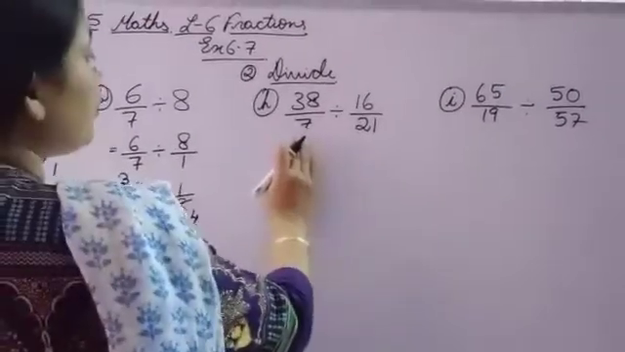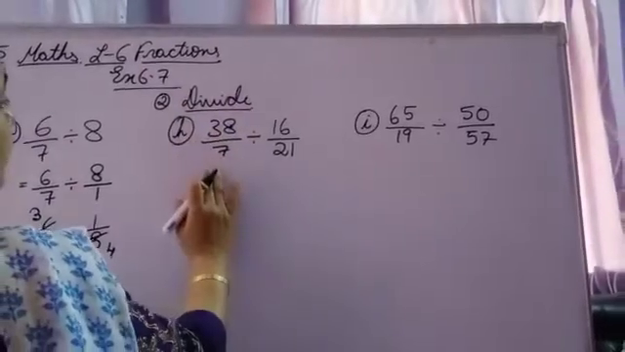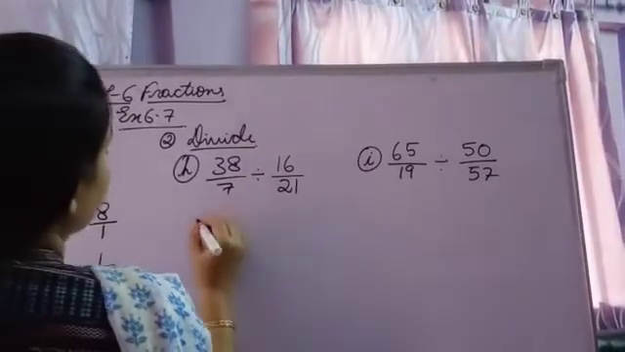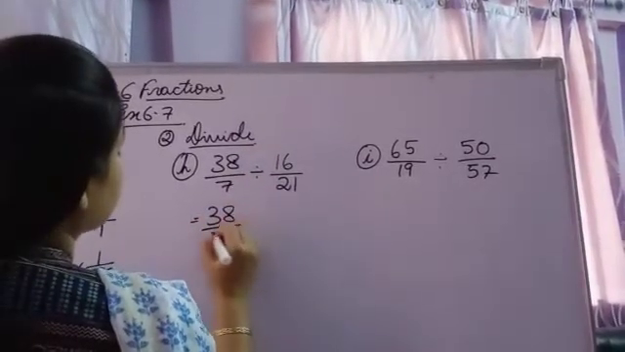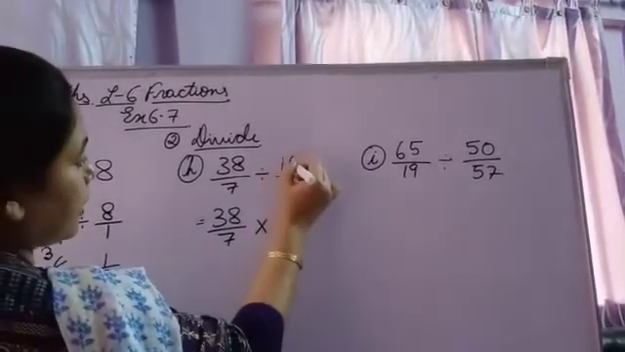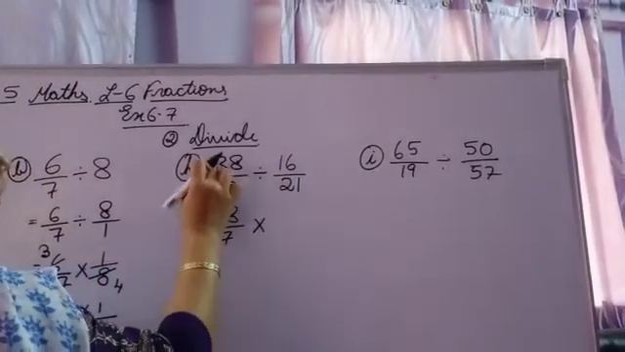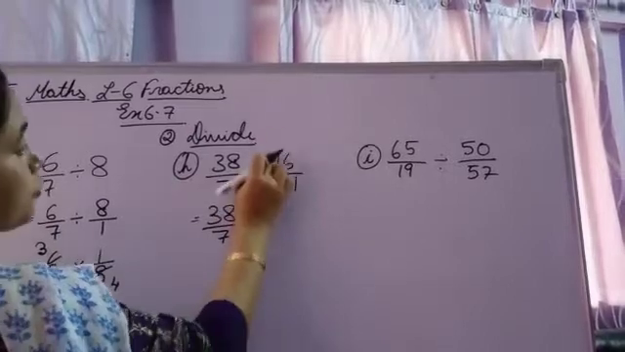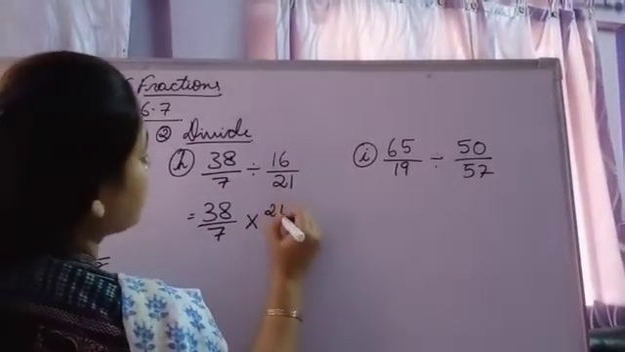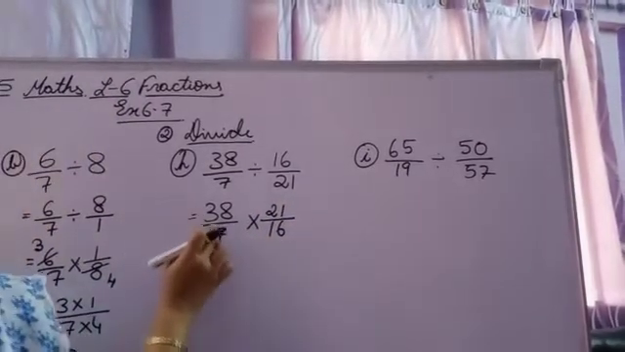Now let us do more sums regarding this division. So here there is one fraction and second also there is one fraction. Now first step again, 38 by 7. This division will be changed into multiplication and I will find the reciprocal of the second fraction. Now children, don't find the reciprocal of the first fraction. You have to find the reciprocal of the second fraction. So this 16 by 21 will become 21 by 16.